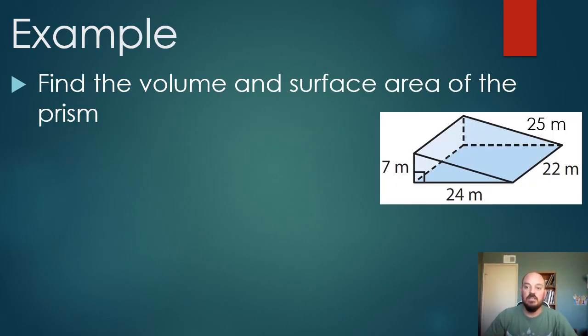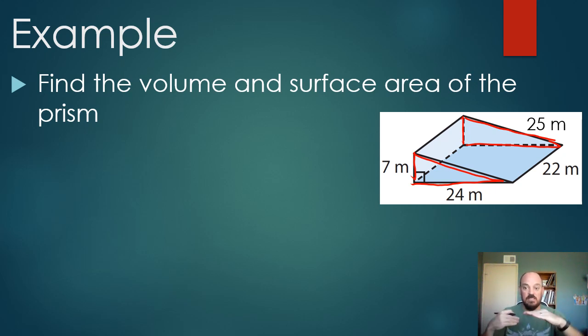So let's do our first example. We have a triangular prism. I can tell because I can see the triangles. Right here in front, here's a triangle. And then right here in back is a congruent triangle.